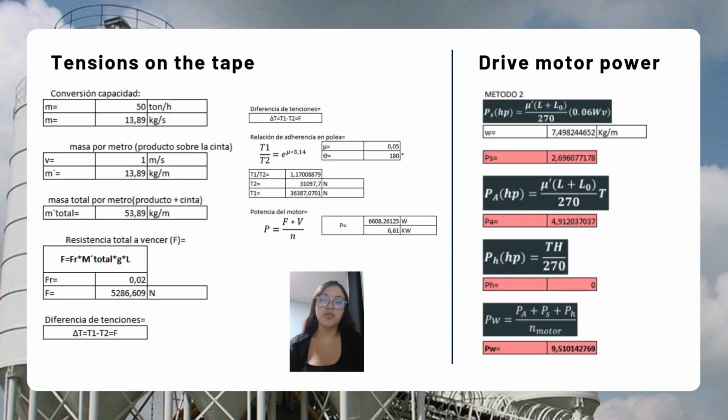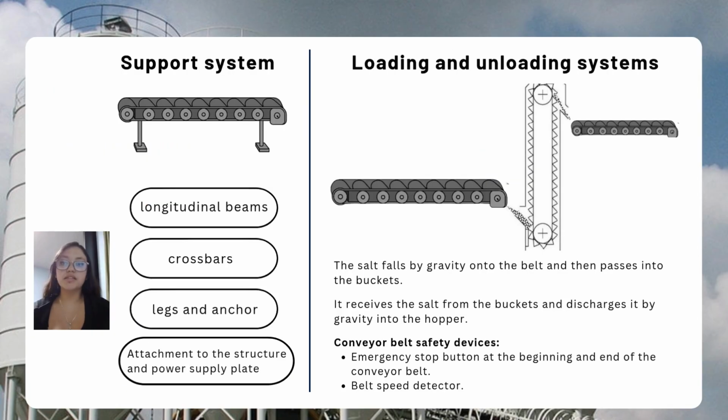Next, we calculate the motor power using method 2. With the weight per meter, we obtain P_S and P_A, and P_H is 0 because the conveyor is horizontal. Finally, we added these and applied the efficiency, giving a total power of about 9.5 horsepower.